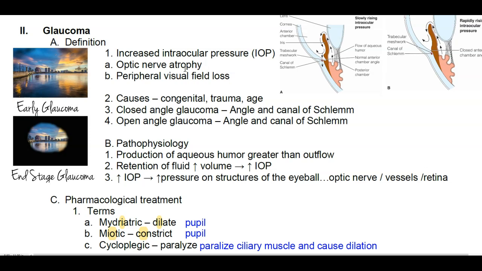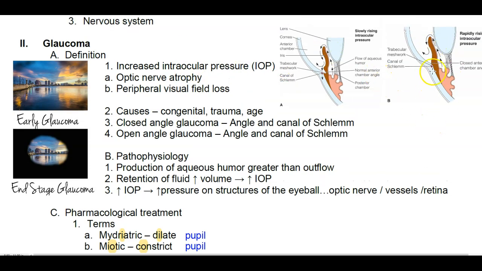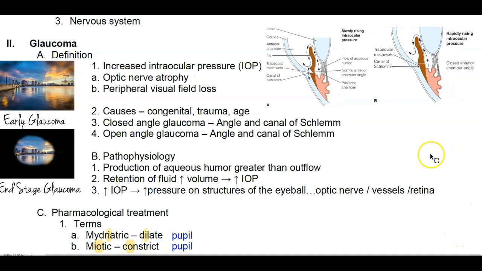We have closed and open angle glaucoma. The main difference is basically the canal of Schlemm. So for closed angle glaucoma, it doesn't flow, right? So it's closed, and so usually that's a more acute case of glaucoma. The patient's vision deteriorates quite quickly because of that rapid rise in intraocular pressure.